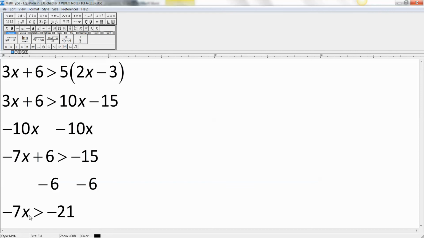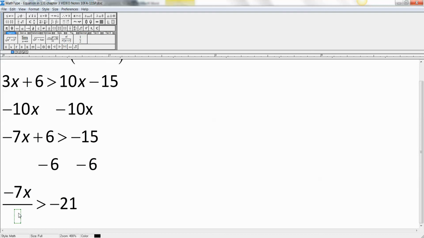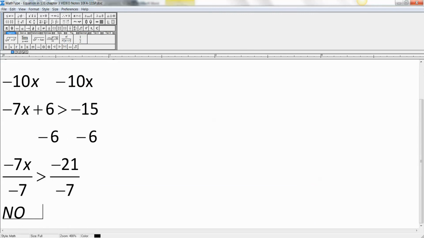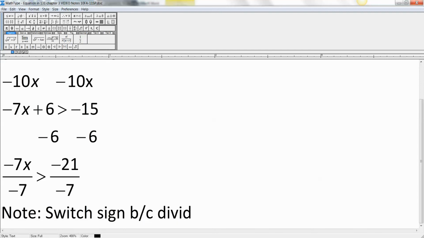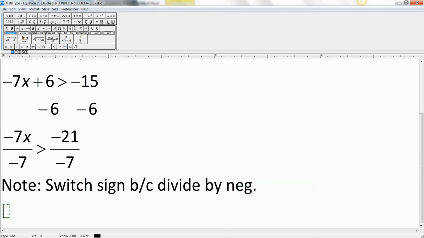All right, now we're going to get into trouble because we need to divide by negative 7. But when you divide by a negative, you must switch the sign. Let me make a note. Because we divided by a negative, therefore we had to switch the sign.